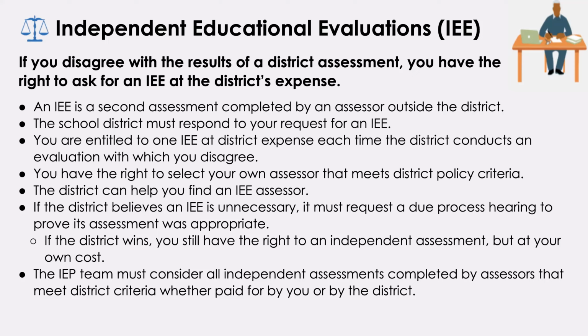If the district believes an IEE is unnecessary, it must request a due process hearing to prove its assessment was appropriate. If the district wins, you still have the right to an independent assessment, but then at your own cost. The IEP team must consider all independent assessments completed by assessors that meet the district's criteria, whether paid by you or by the district.